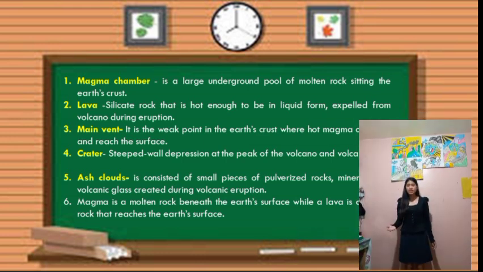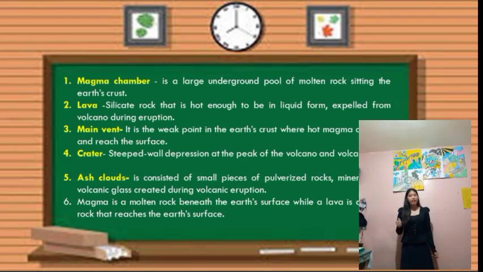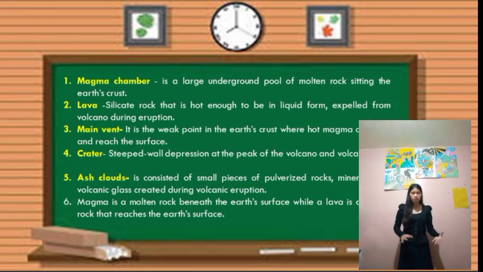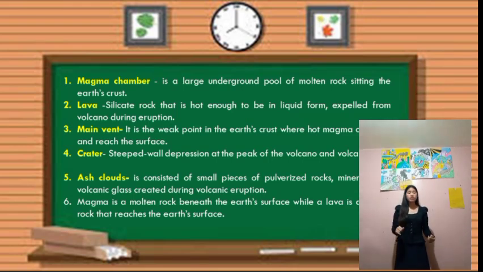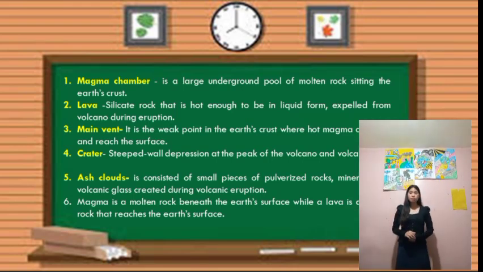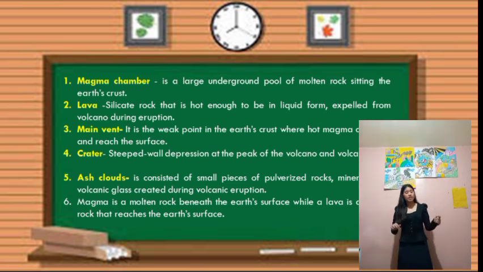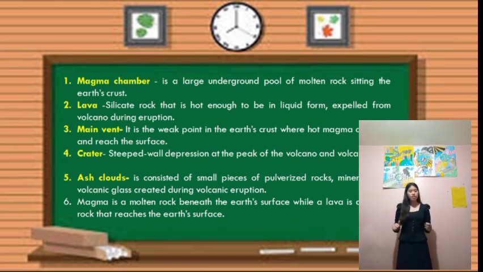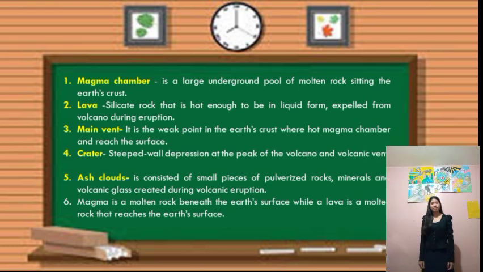Okay, what do you think is the main vent? Yes, Heart, you're raising your hands. Thank you. So a main vent is a central conduit through which magma travels from the magma chamber to the surface during an eruption. So it is a weak point in the earth crust where hot magma can reach the surface. Understand? Thank you.